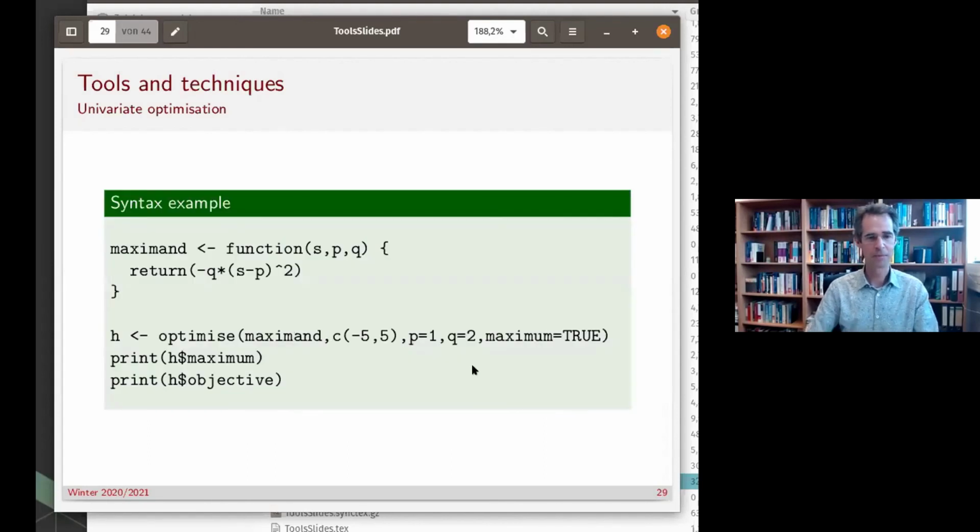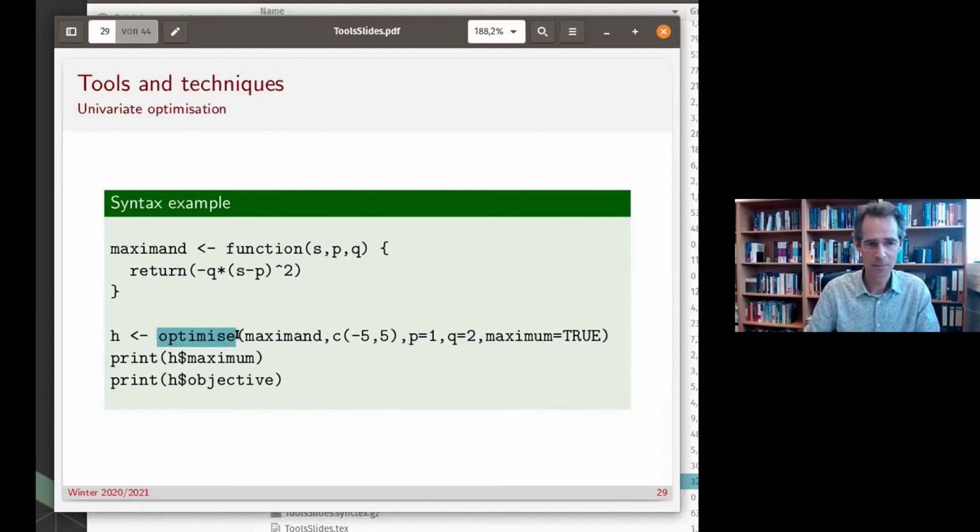Okay. Simple example. Suppose you would like to maximize this function here, q times s minus p squared, where s is the control variable. It's a bad notation here because we used to call our control variable c. So here it's s. And p and q are just some additional arguments. You would like to maximize that with respect to s, given p and q. And this is what you do.